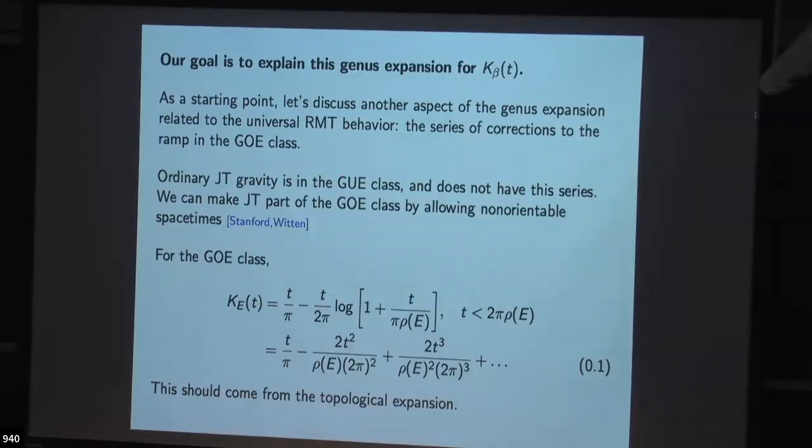This genus expansion only appears in the GOE class. Remember there, the spectral form factor didn't just have a linear ramp, it had a series of corrections, and a series of corrections is going to correspond to a genus expansion. Ordinary JT gravity only includes orientable surfaces, and that is related to the fact that it's the GUE symmetry class. We can make it the GOE symmetry class by allowing non-orientable spacetimes. These non-orientable spacetimes will give us a power series for K_E, which is a series in t over rho. This is what we expect for the spectral form factor where we include non-orientable surfaces.